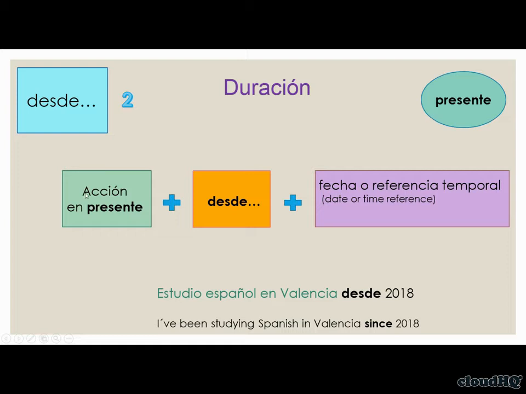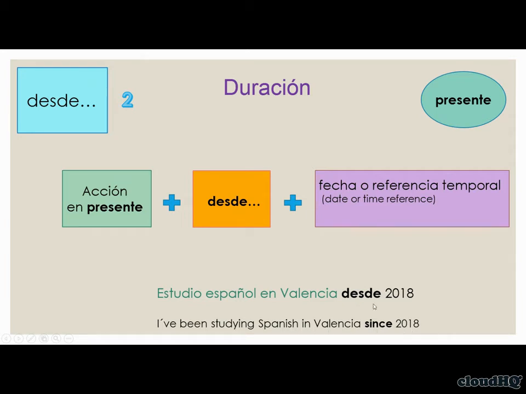So the structure follows a bit closer the English one. We start with the action, but in present. Estudio español en Valencia. Then we use desde, which means since. Desde, since. So that's actually the same. And then we need una fecha o referencia temporal. Por ejemplo, 2018. Estudio español en Valencia desde 2018. The same structure, just the tense is a bit different. I've been studying Spanish in Valencia since 2018.